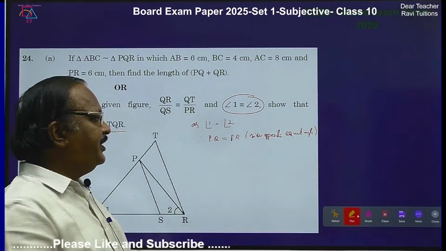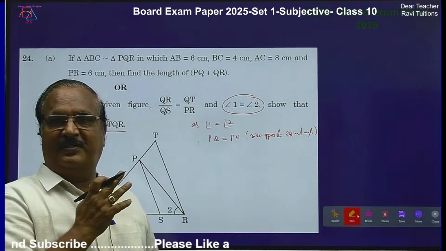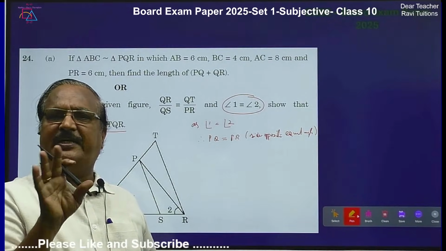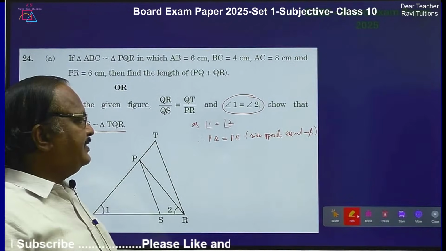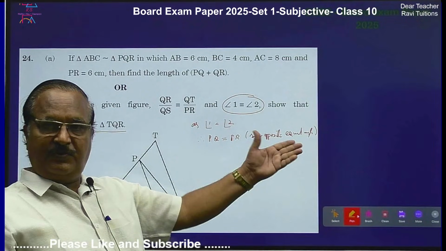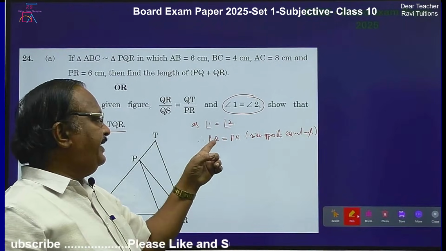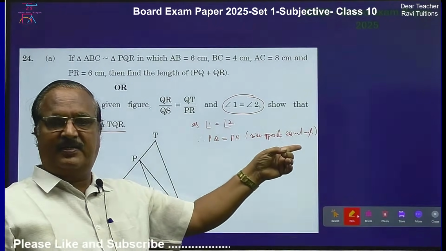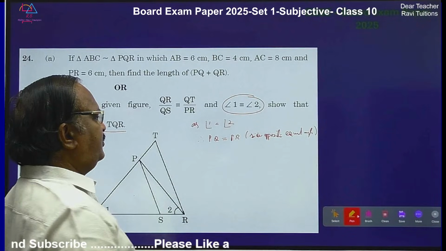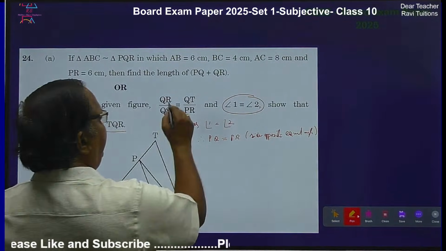Remember that you are doing subjective questions. MCQ, no need to write anything, but in subjective questions you have to justify your answer. When you are writing something, you should indicate the reason also. So now PQ is equal to PR. Now take this.